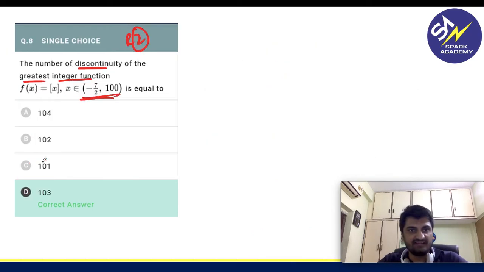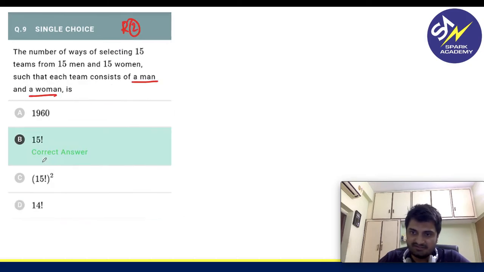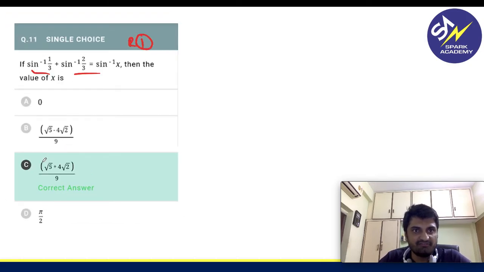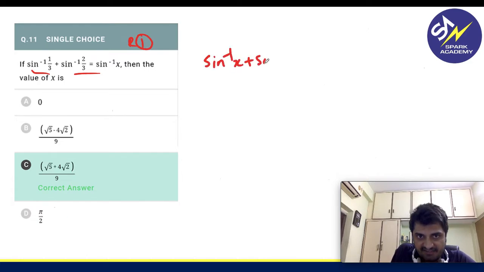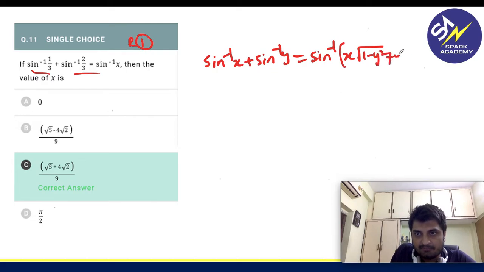Very simple tangent. We are doing a lot. This again round 2. This again round 2 I've given. This is round 1. What is the formula of sine inverse x plus sine inverse y, guys? This I can write it as sine inverse of x under root 1 minus y square plus y under root 1 minus x square, right?